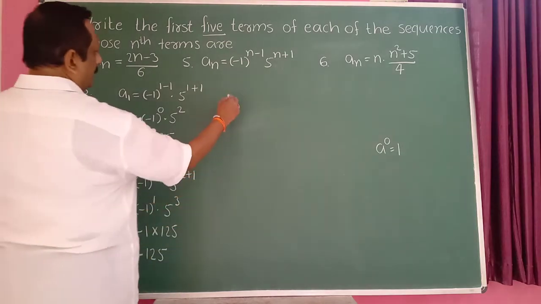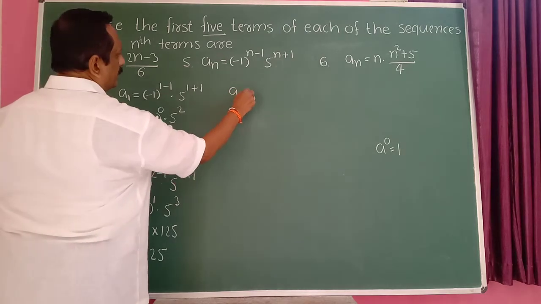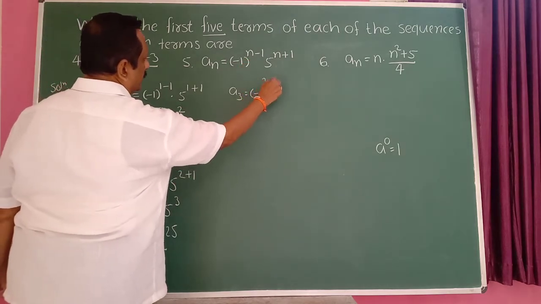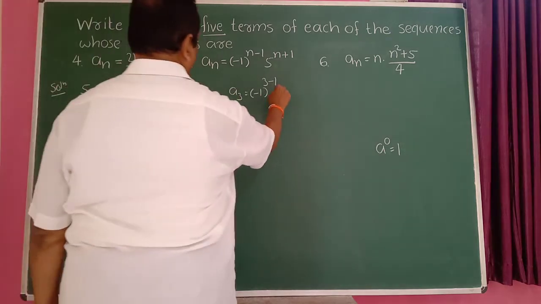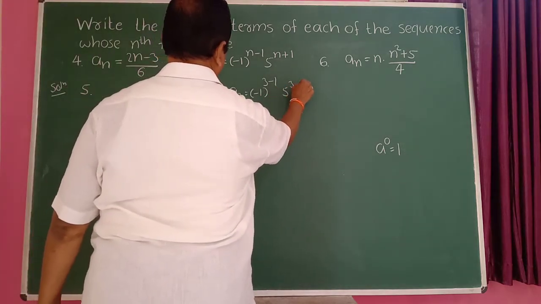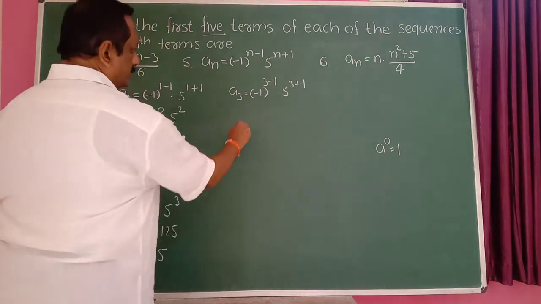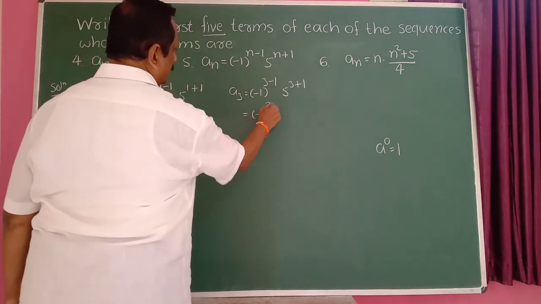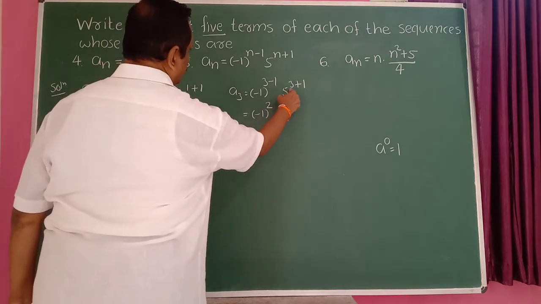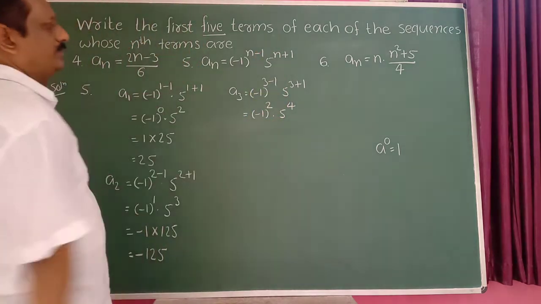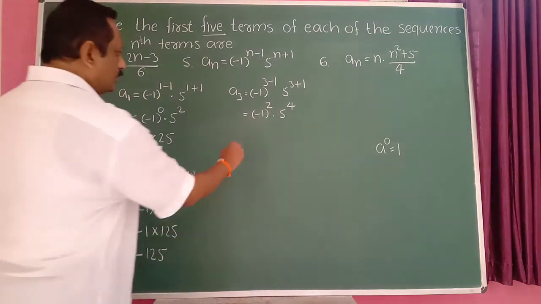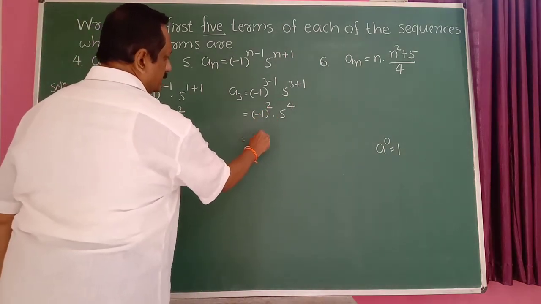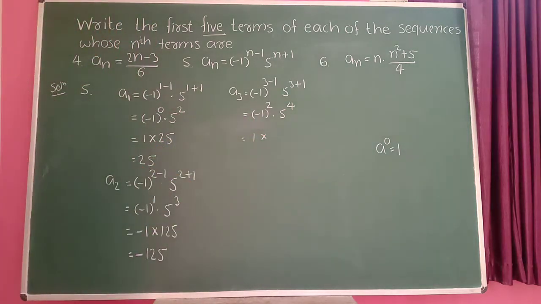Next, a3. Put n value 3 here. Minus 1 raised to 3 minus 1 into 5 raised to 3 plus 1. So this equals minus 1 raised to 3 minus 1, which becomes 2, and 5 raised to 3 plus 1, which becomes 4. Therefore, minus 1 squared is a plus 1. Minus 1 whole squared is a plus 1.